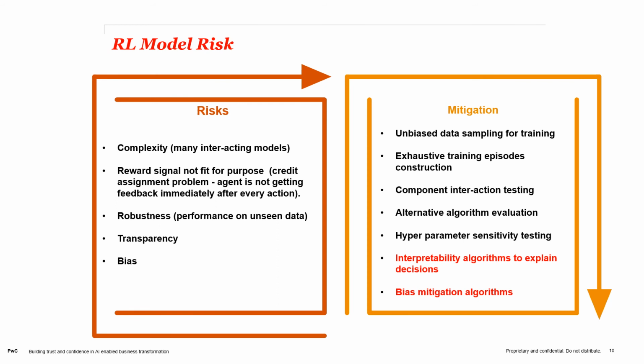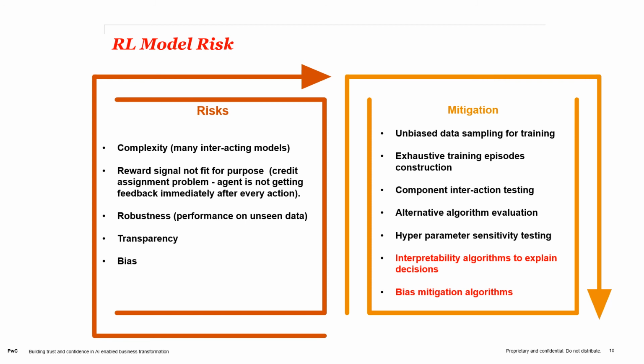Exhaustive training episodes need to be constructed, as I said, across that, so the agent can learn very extensively. The complexity of interacting models needs to be tested very well. You need to identify and evaluate many alternative algorithms to address the so-called reward signal not fit for purpose problem. Hyperparameters need to be tested for sensitivity to understand where they're going to start breaking down and then address them.